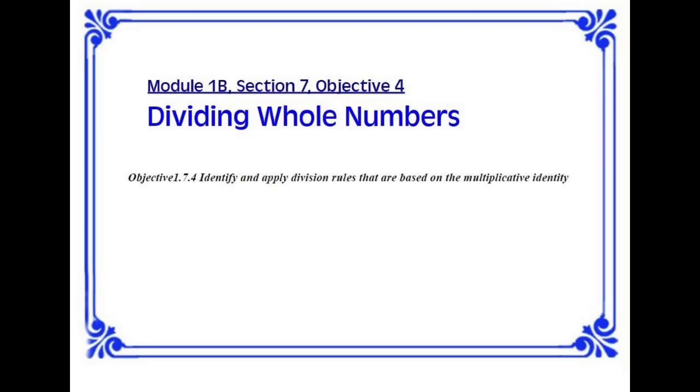Module 1, Section 7, Objective 4. It says identify and apply division rules that are based on the multiplicative identity. So you recall that the multiplicative identity states that any number multiplied by 1 is equal to itself. This is shown in the multiplication equations below. Write the inverse division equations that are associated with each given multiplication equation.